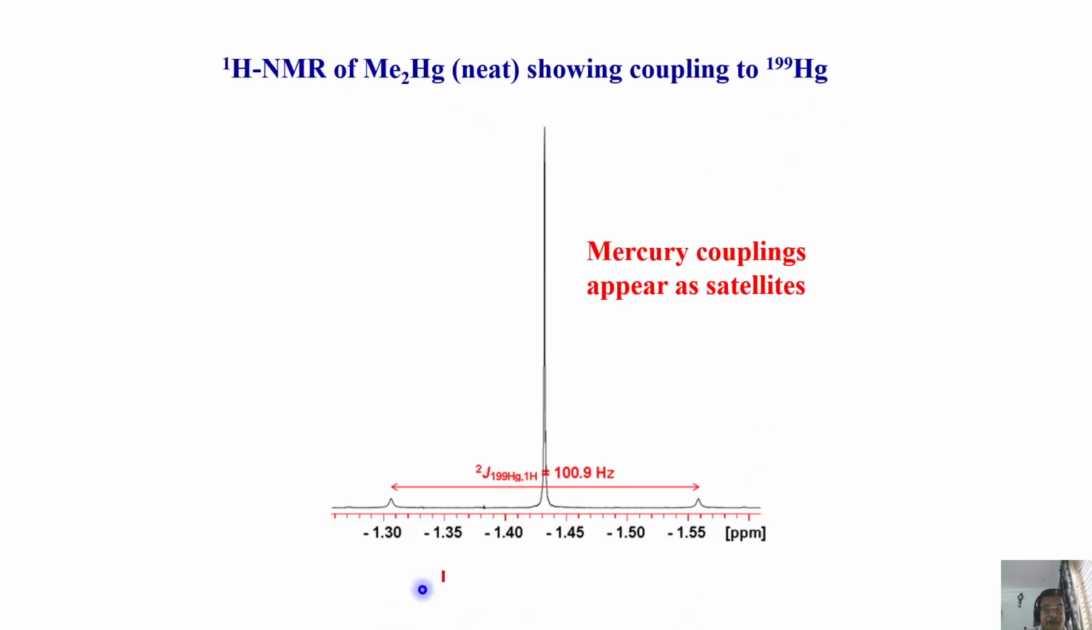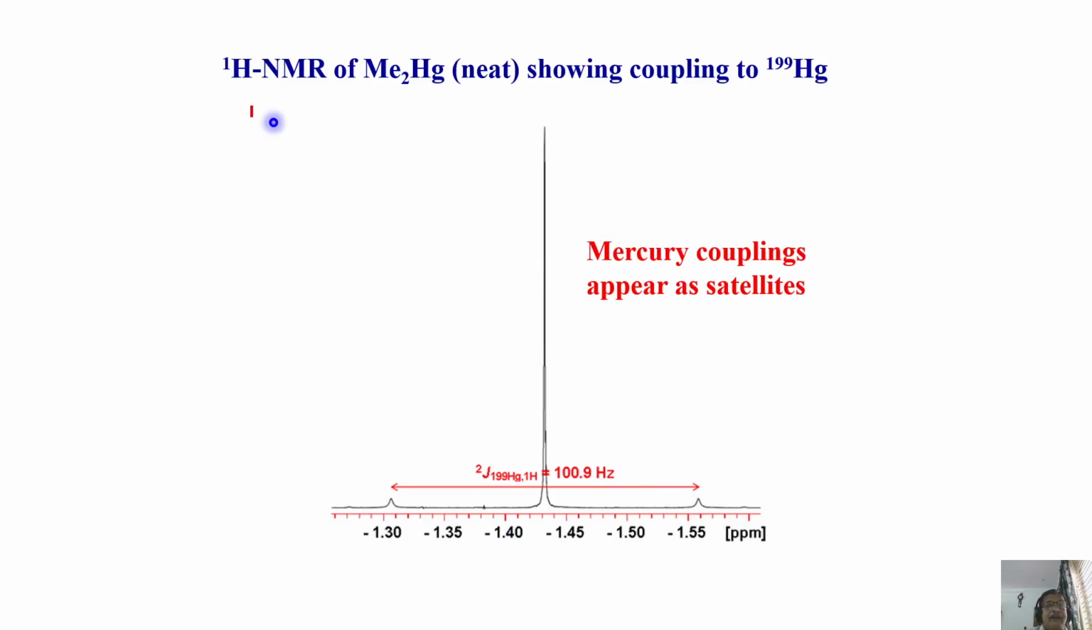Mercury-199 spectrum, you see, this is the proton spectrum. You get a sharp proton peak because of the equivalent methyl protons. But mercury is there, that is coupled here. And you see the mercury is of very small abundance, so it is appearing as a satellite here. This gives you mercury to proton coupling. Understand? This gives mercury to proton coupling as satellites.